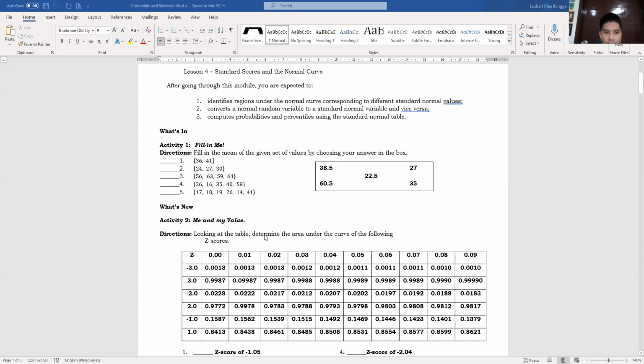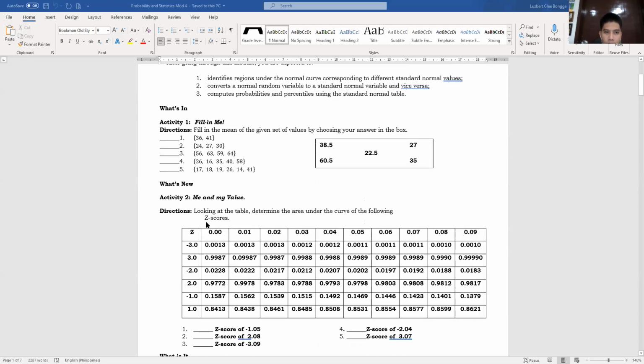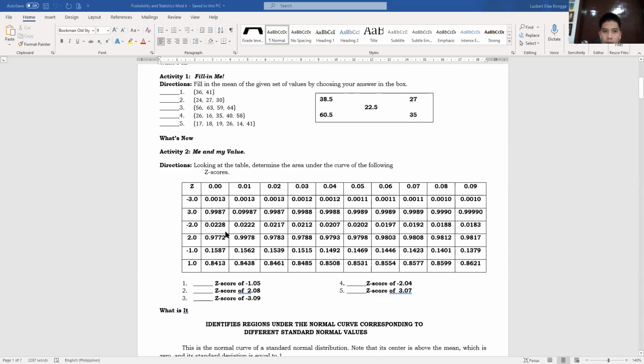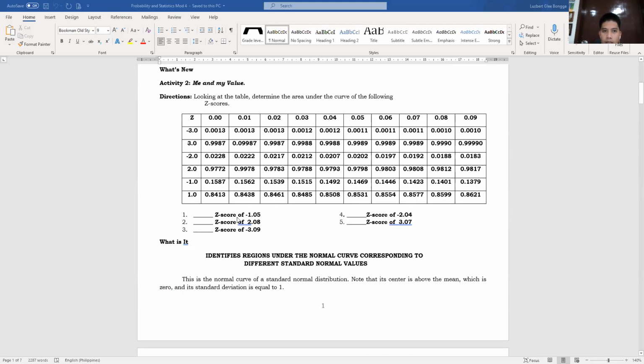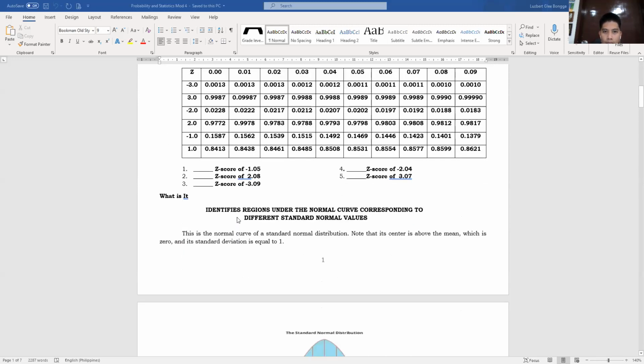Next, we have Activity 2, Me and My Value. The direction: looking at the table, determine the area under the curve of the following z-scores. But before we can answer this activity, we will first have the topic on how to locate the z value using these z-scores.